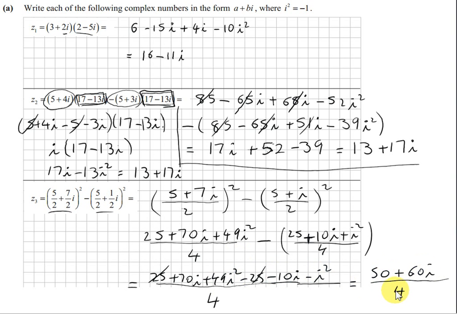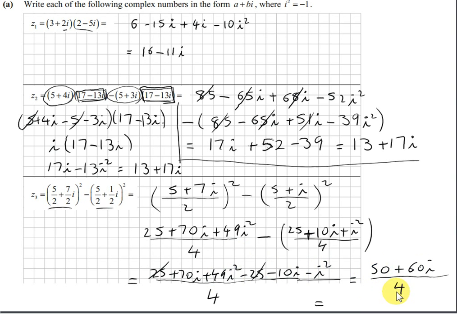This is divided by 4. So we have 50 over 4, which we can write as 25 over 2. And we have 60 over 4, which we can write as 15i. So just divide each of these terms by 4. So the real part is 25 over 2. We can also write this as 12.5. The imaginary part is 15.